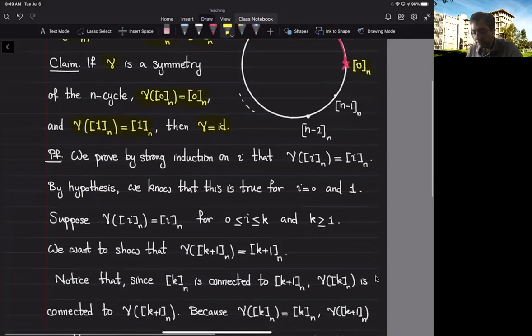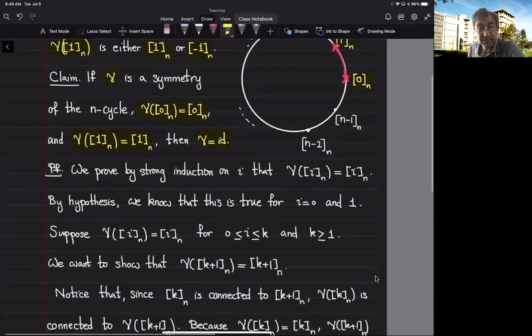Okay, so let's show this. What does it mean that it is identity? It means gamma of the vertex that's labeled by the residue class of i is supposed to be the residue class of i for every i. And we are going to show this equality by induction on i. So we need to show that gamma of the residue class of i is equal to the residue class of i for every i. And we are going to show this by induction.